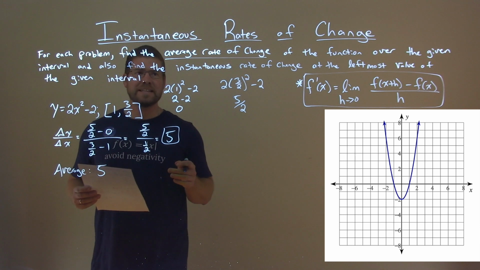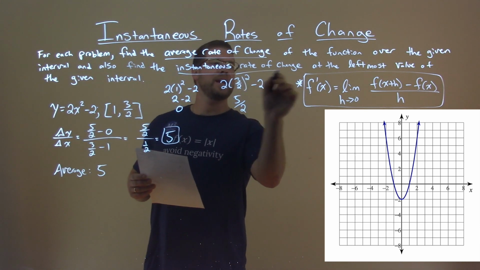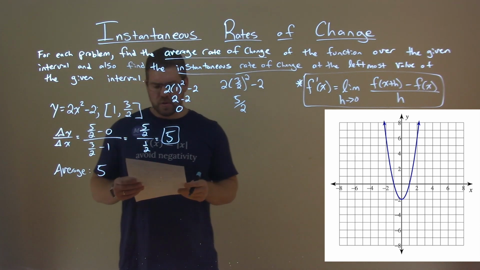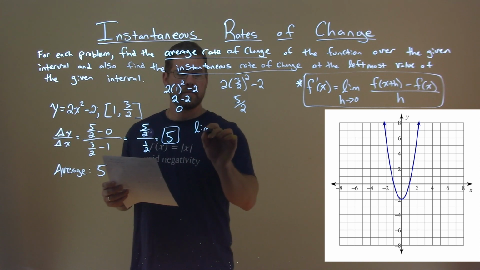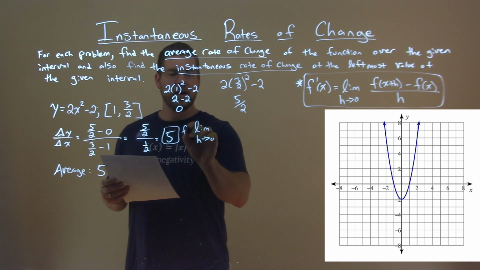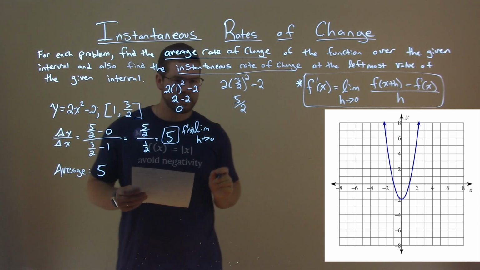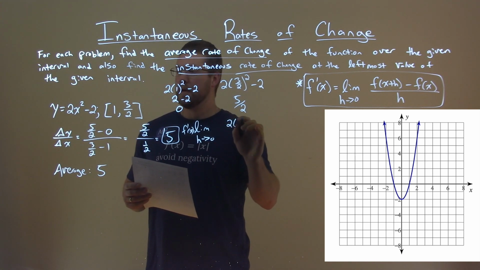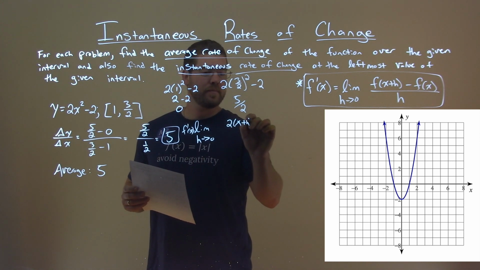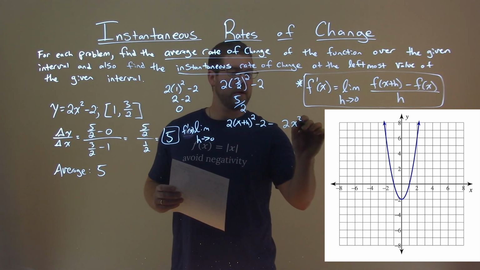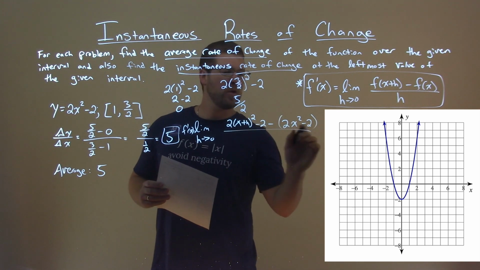But we also want to find the instantaneous rate of change. Well, to do that, we have to use our definition of the limit. So what we're going to do is take the limit as h approaches 0 to find f prime of x. Now, our limit says we take our function, and instead of an x, put an x plus h in, squared, minus 2, minus our 2x squared minus 2, all over our h value.